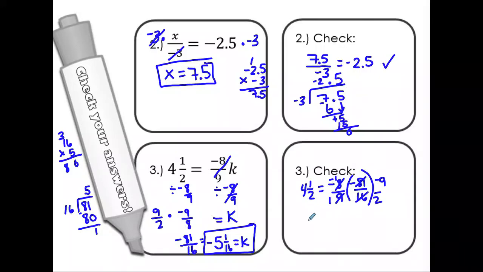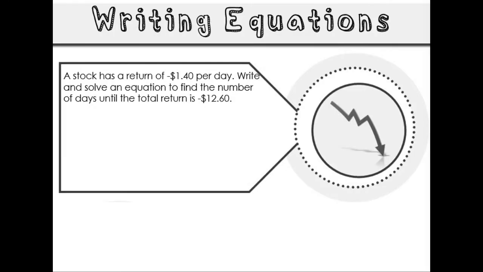So now I'm ready to multiply. I can bring down my 4.5. Negative 1 times negative 9 is going to be a positive 9. 1 times 2 is 2. And then 9 halves, 2 goes into 9 4 times with 1 as a remainder. So 4.5 does mean the same thing as 9 halves. So yes, we solved our equation correctly.